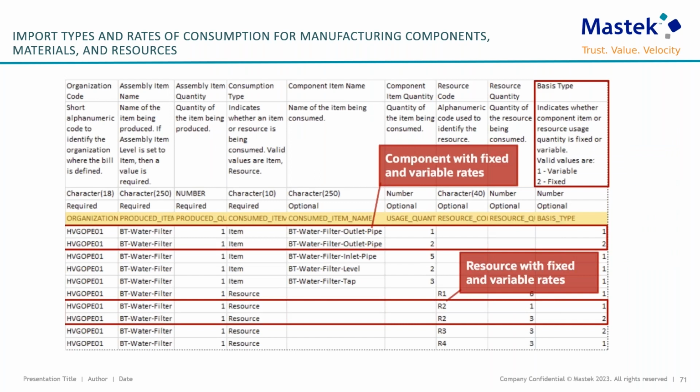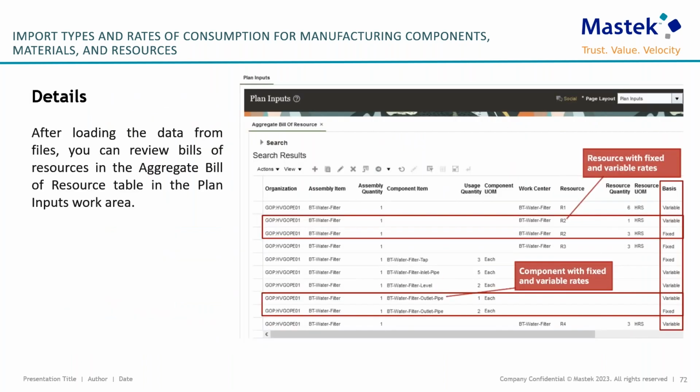So this is the FBDI template which we have. We can update the rates of consumption for manufacturing components, materials, and resources. Once we load the data from the file, we can review bills of resources in the aggregate bill of resource tables in the plan inputs work area.